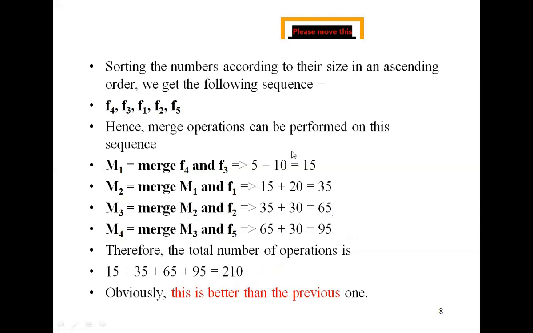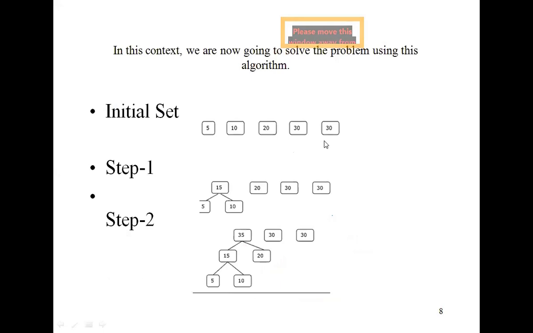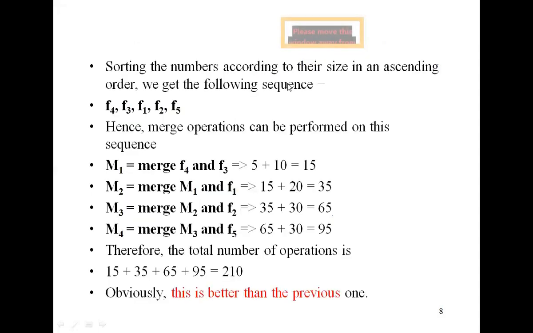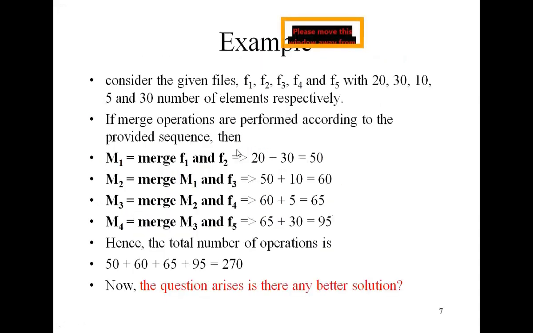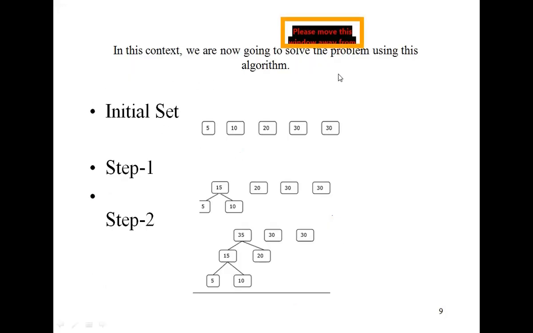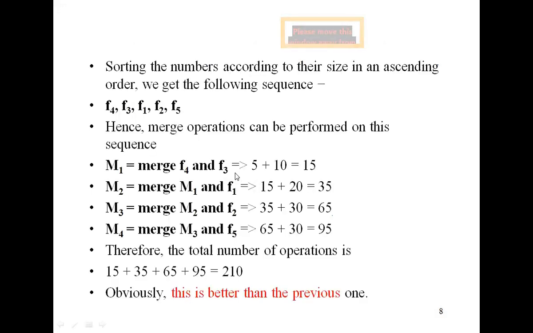Okay, see the next one. See the example. We are now going to solve the problem using this algorithm. There is an algorithm already given, and based on this algorithm we want to solve the problem. In this case, we always arrange the given elements. This is another example. Okay, take 5 and 10 first. Already we calculated M1 equal to 5 plus 10, that is 15.